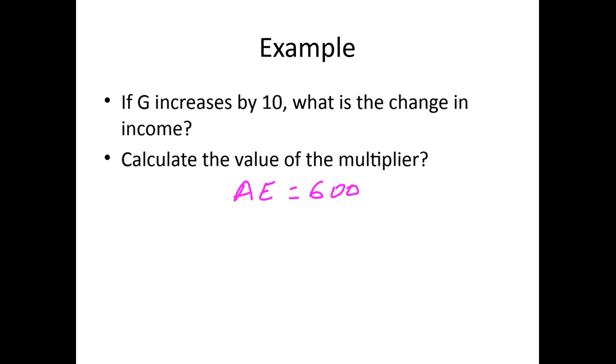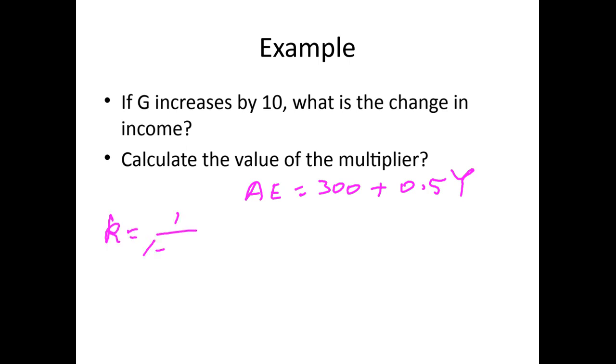So aggregate expenditure was 300 plus 0.5Y. This was the aggregate expenditure. Using this aggregate expenditure, you can calculate the multiplier. I know what the multiplier is. Sometimes we write it as a small k: 1 over 1 minus MPE, or 1 over MPS. And I know MPE is 0.5, so MPS is also equal to 0.5. So 1 over 0.5 equals 2. So I know that the multiplier is 2.